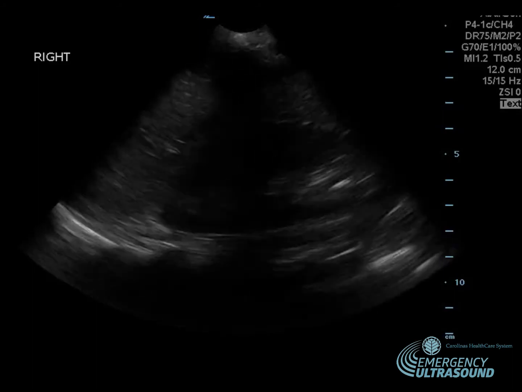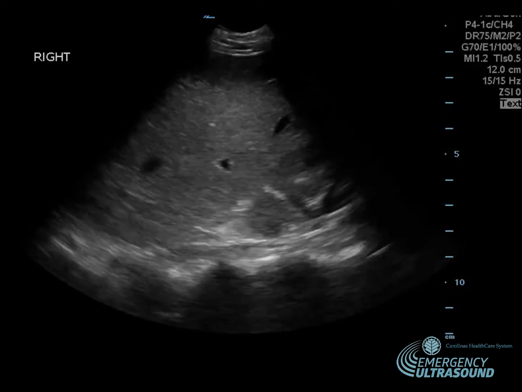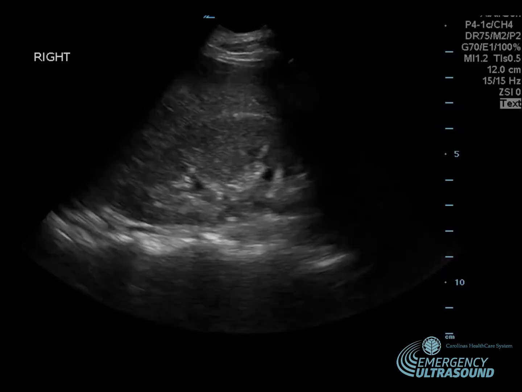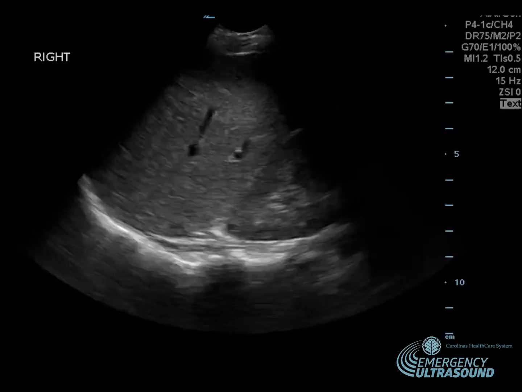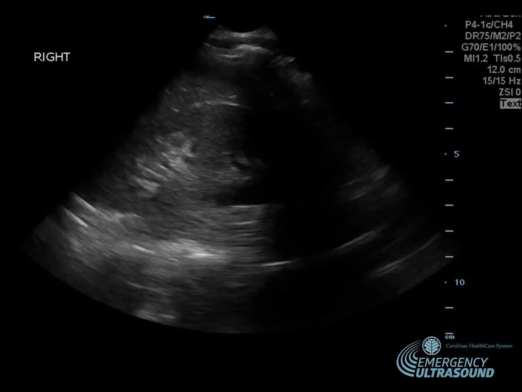Again, fan through the entire right upper quadrant. You are looking at one small little slice when you are fanning through with your ultrasound, so you want to make sure that you fan through the entire area so as to not miss small amounts of fluid.